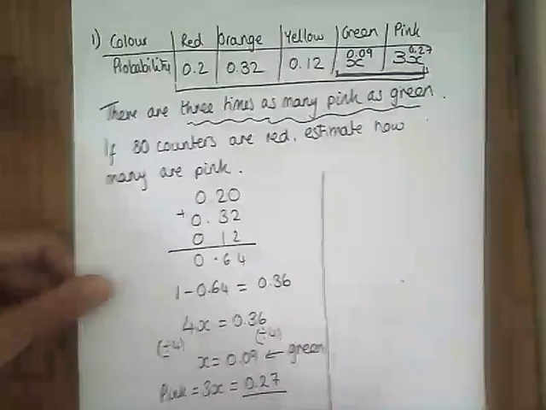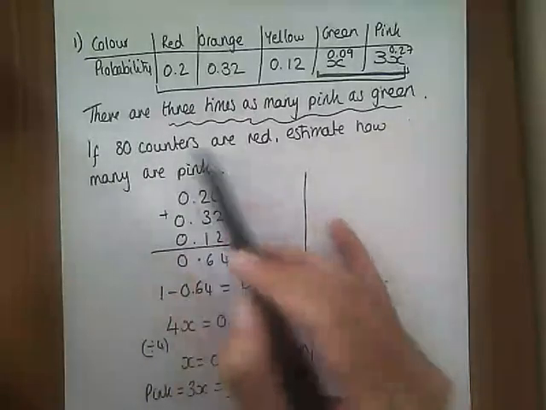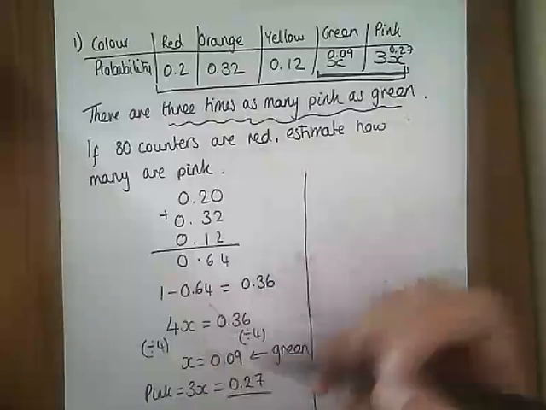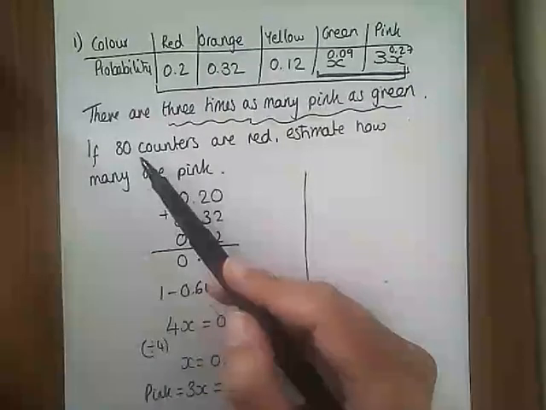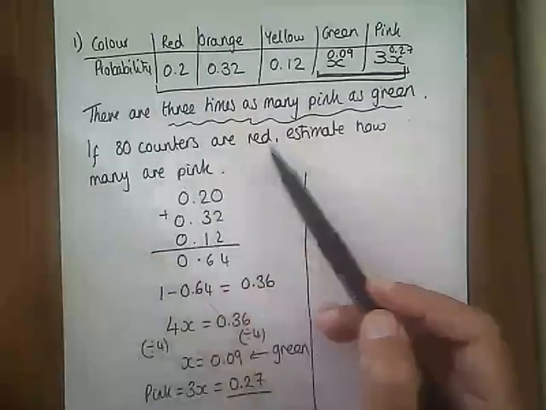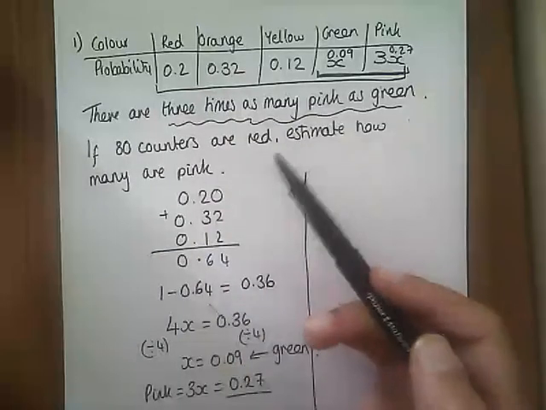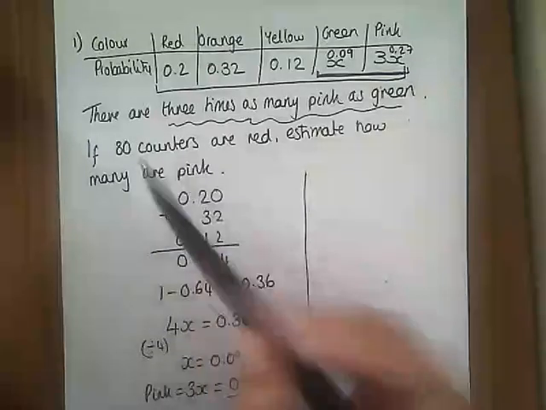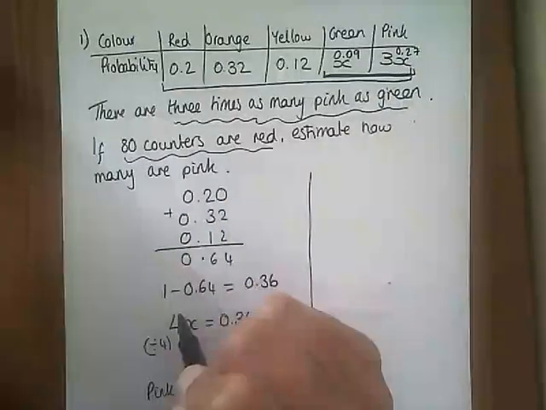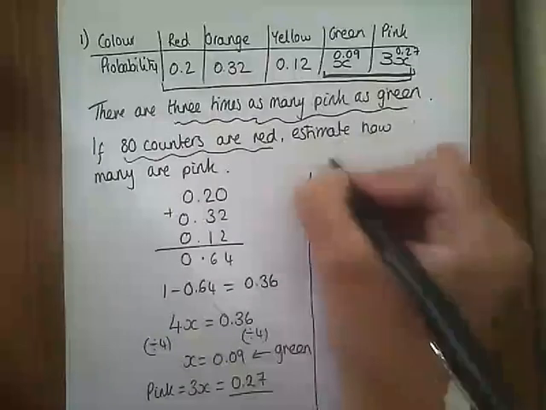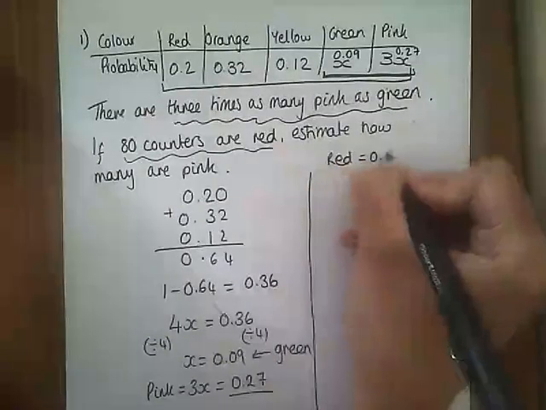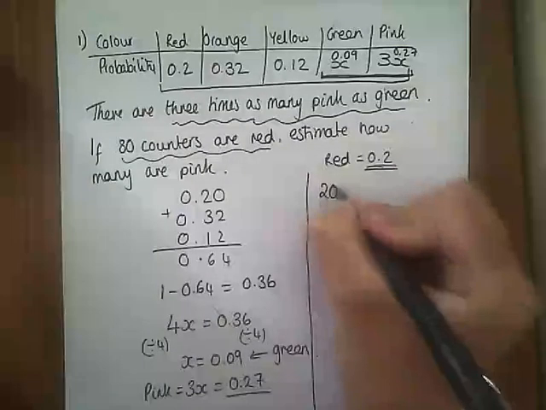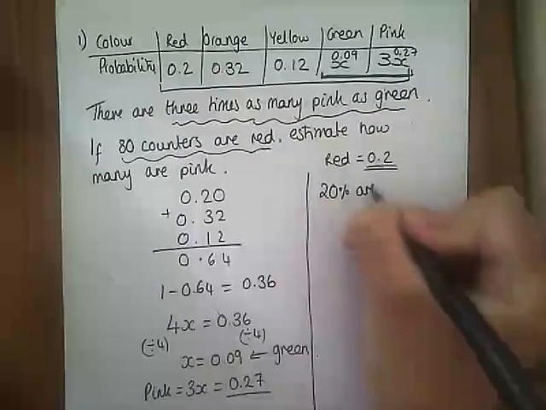Right, it then says that if 80 counters are red, estimate how many are pink. Now in the previous examples in our last video, we weren't given how many red counters or a certain colour of counters there were. We were told how many counters we have in total. Now here we haven't been told that. We've been told how many red counters there are. Okay. Now the probability they're red is 0.2. Now I've talked to you about writing that as a percentage. So 0.2 is 20%.